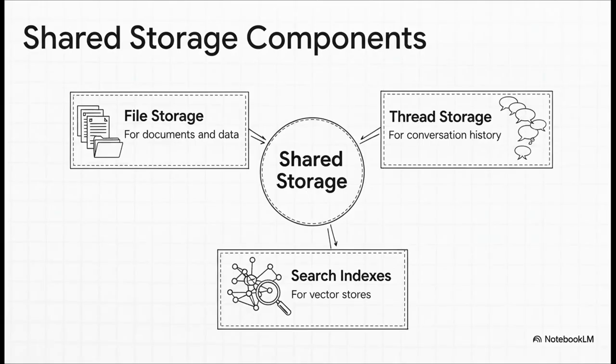And these are the three pillars of project collaboration. First, you've got shared file storage. That's for all your documents, your datasets, your raw materials. Next, shared thread storage. This is so important for keeping track of conversation history and making sure your agents have context. And finally, shared search indexes, your vector stores. This gives all your agents a common brain for powerful information retrieval.